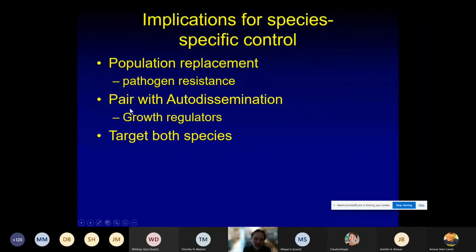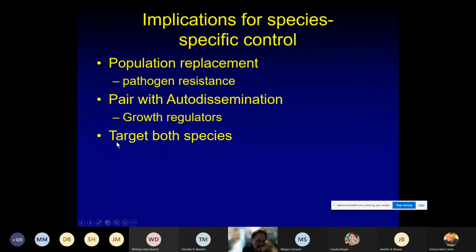You might think about a paired strategy where you pair species-specific control with auto-dissemination, a really nifty new approach where mosquitoes that are released might carry with them very small amounts of insect growth regulators like pyriproxyfen that can be transferred to the aquatic environment. And there are some data that suggest pretty strongly that the amount of these growth regulators that can be transferred from an individual to the aquatic environment can be enough to inhibit the development of larvae. And so you'd have maybe sterile insect technique that controls a target species and auto-dissemination putting a little bit of a damper on non-target organisms that occupy the same habitat.